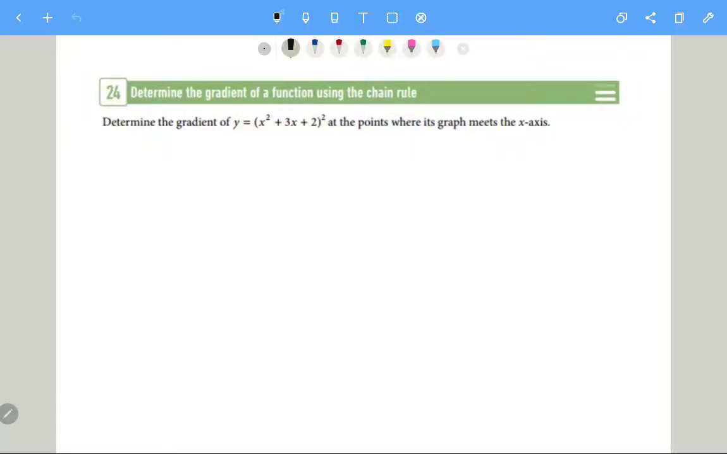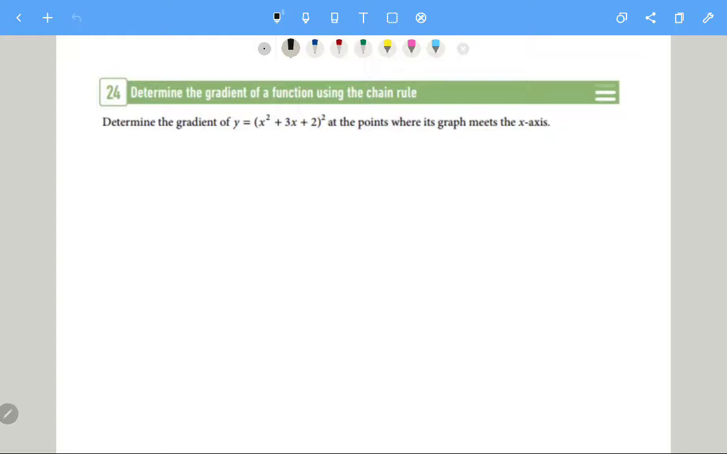One more chain rule for your help. So we're going to determine the gradient of y equals (x squared plus 3x plus 2) all to the power of 2 at the points where the graph meets the x-axis. So we've got a bit of work to do. First thing is to determine the gradient of the function using the chain rule.